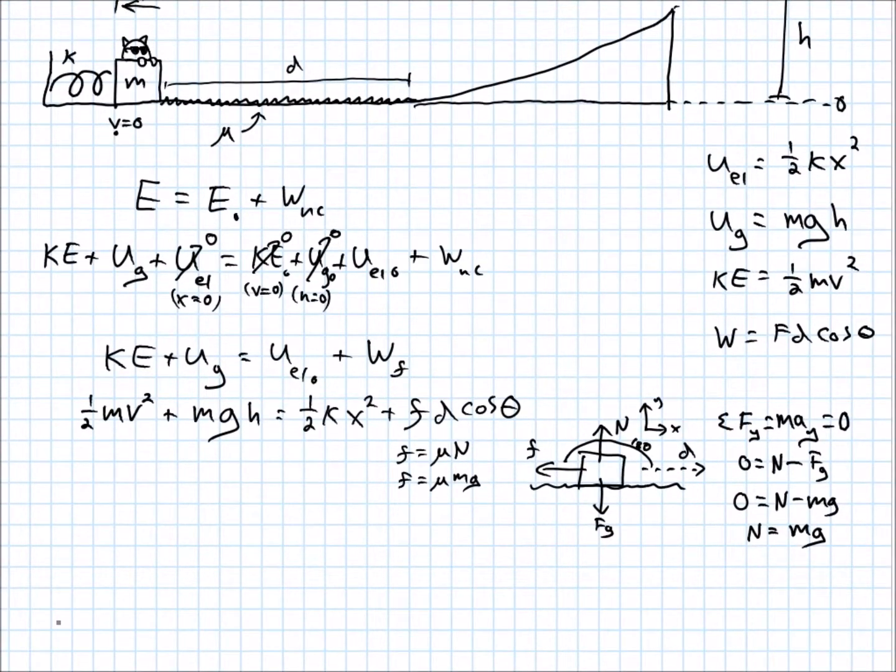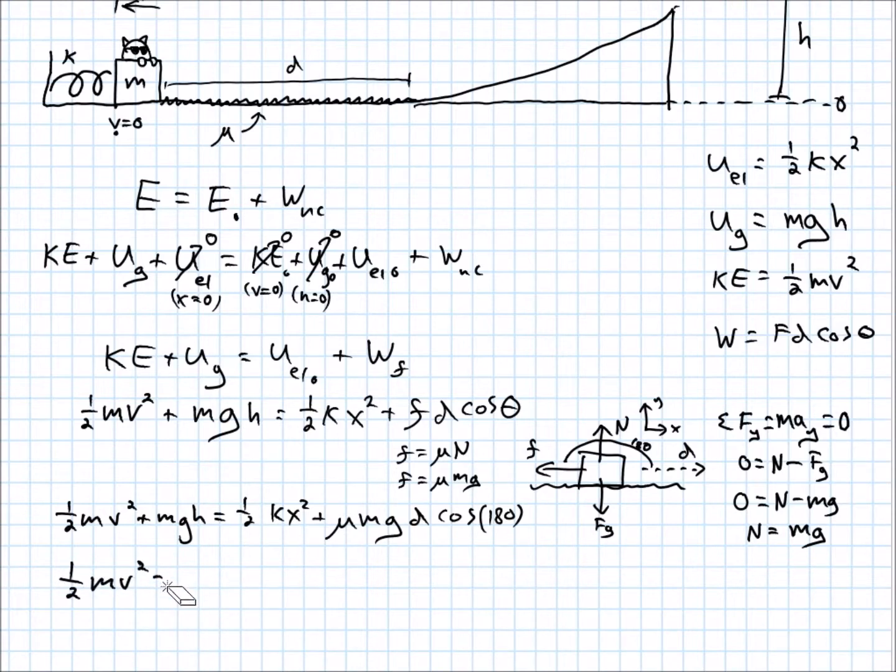So, let's see, shall I rewrite this? I've got 1/2 mv squared plus mgh equals 1/2 kx squared plus, okay, the force of friction is mu mg times d times the cosine of 180. Now the cosine of 180, that happens to be -1. So I think I'll plug that in. And I get 1/2 mv squared plus mgh is equal to 1/2 kx squared, so minus mu mgd. So instead of the cosine of 180, I've put in -1, because that's what the cosine of 180 is.